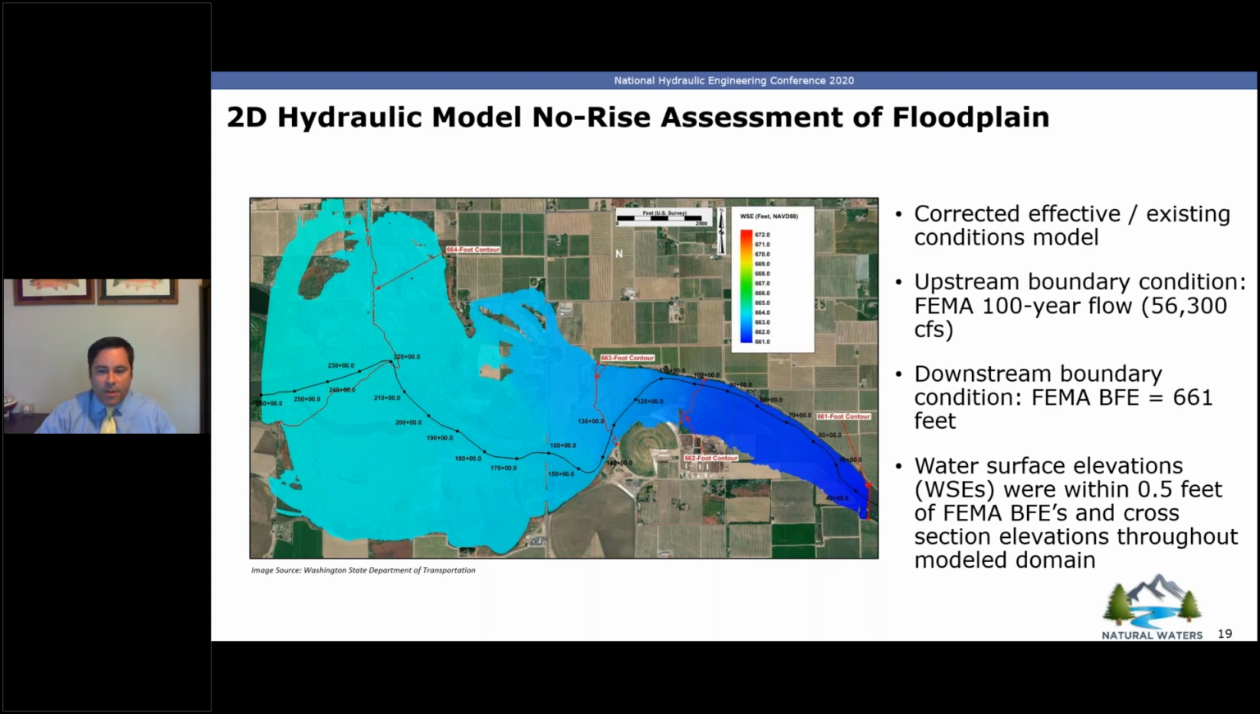And so as previously noted, the FEMA flood insurance study flow and the base flood elevation on the downstream end shown here was utilized for the boundary conditions. And with that said, this quote unquote corrected effective / existing conditions model was shown to illustrate that the water surface elevations were, again, within that ½ foot of the effective base flood elevations and the cross sections in the effective flood insurance study or flood insurance rate maps.